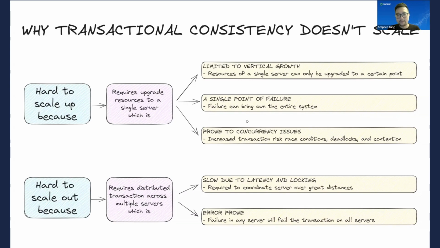On the other hand, transactional consistency is also hard to scale out because it usually requires distributed action across multiple servers. This slows down due to latency and the extra round trips required between the servers to make sure the change can be executed consistently across all of them. And finally, transactional consistency is also prone to error because failure in any server is going to fail the entire transaction on all the servers. So as the number of participants increases, the risk of failure increases in a nonlinear way as well.